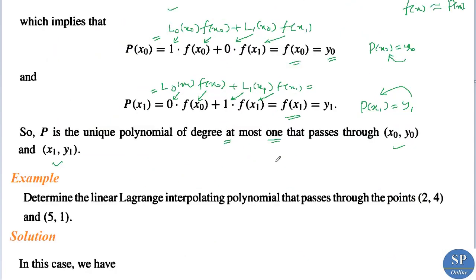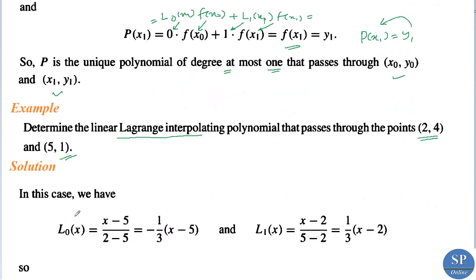Now we can discuss an example. Determine the linear Lagrange interpolating polynomial that passes through the points 2, 4 and 5, 1. So here we are given that x naught comma y naught is equal to 2 comma 4 and x1 comma y1 is equal to 5 comma 1. So we need to find a linear Lagrange interpolating polynomial that passes through these 2 points.